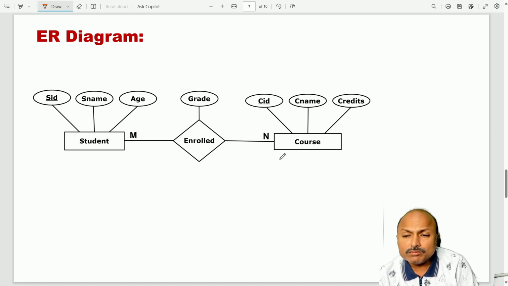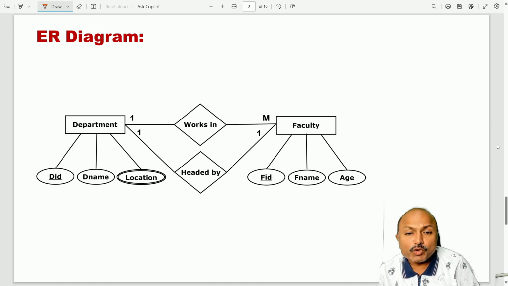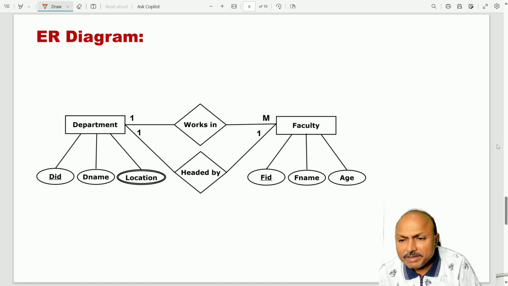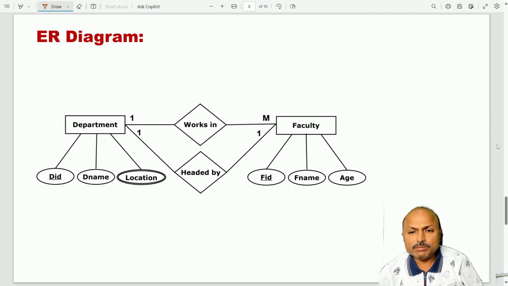And we have 4 entities in our example. Now we are going to see the other part of the ER diagram. 2 entities are already over, and we understood the relationship between student and course. Now the remaining two entities are department and faculty. Department is an entity. It has three attributes: department ID, department name, and location. For this entity, department ID is the primary key. Similarly the faculty entity has three attributes: faculty ID, faculty name, and age. Faculty ID is the primary key in the faculty table.